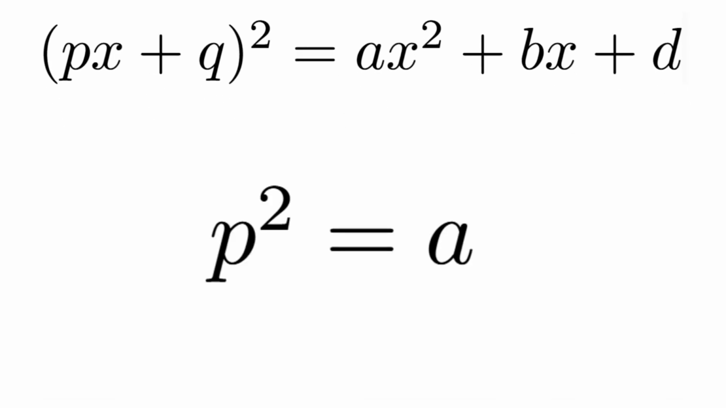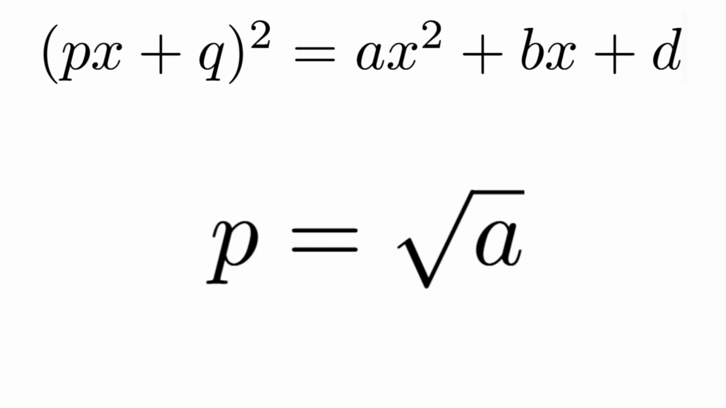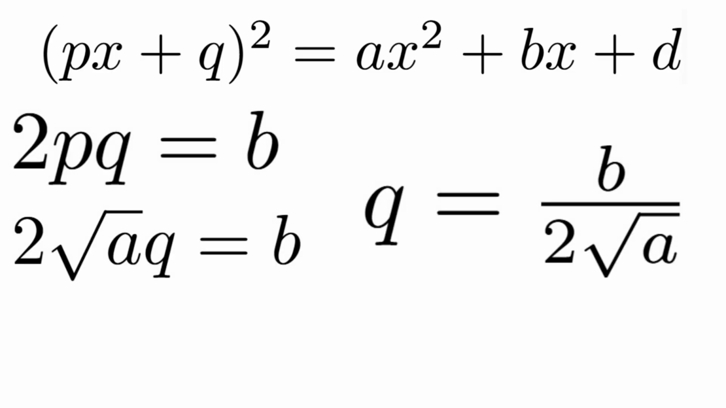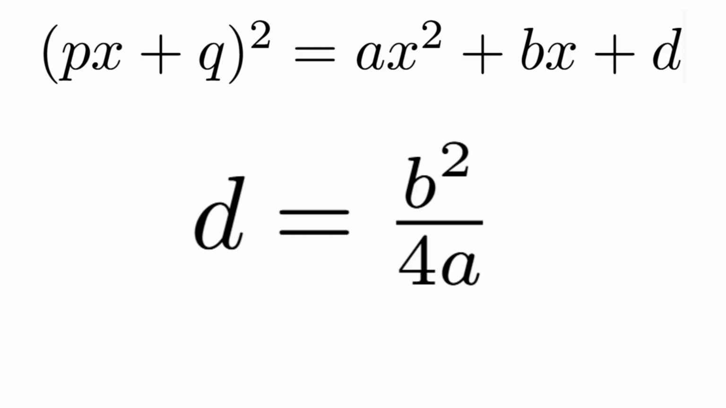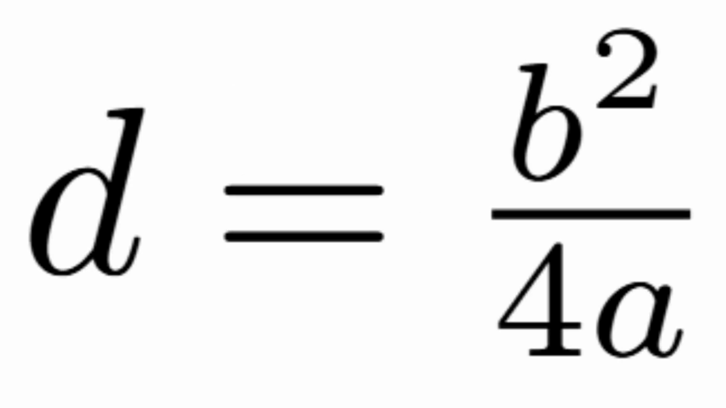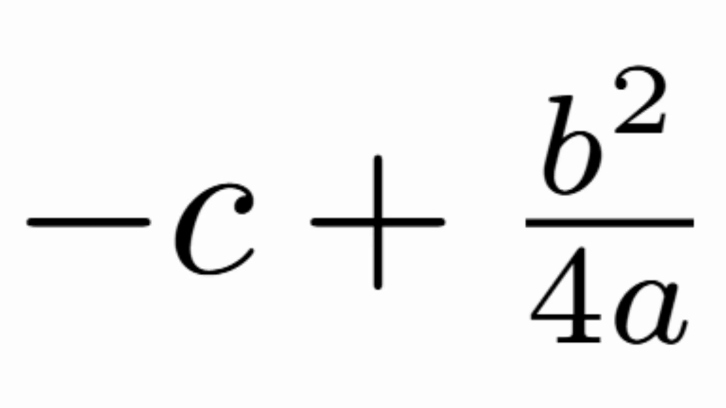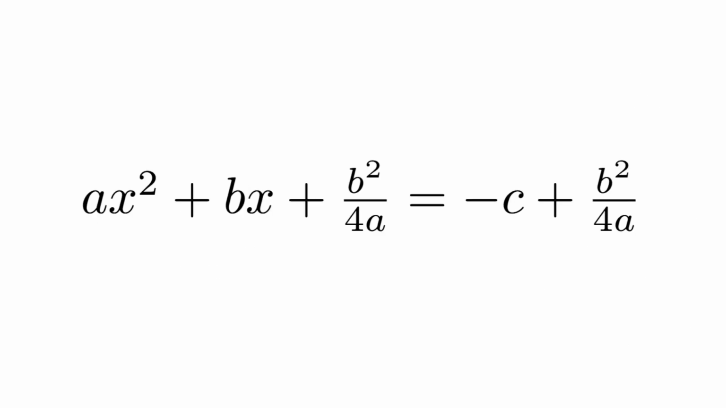Let's solve it. We get p equals the square root of a, q equals b over 2 times the square root of a, and d equals b squared over 4a. So now we know that we need our constant to be this, b squared over 4a. So now we need to subtract c minus b squared over 4a from both sides to make our equation into this, leaving us with this.